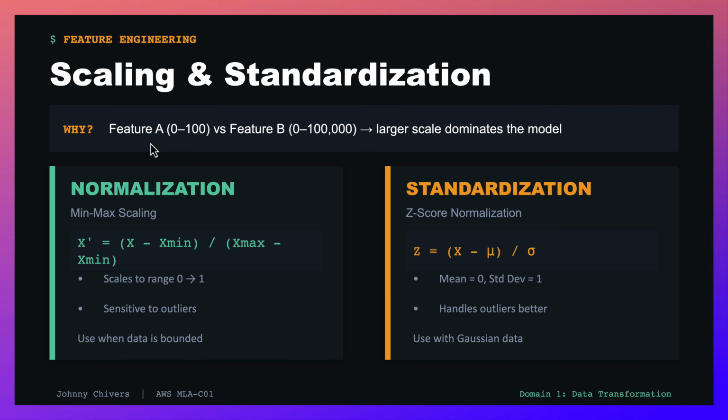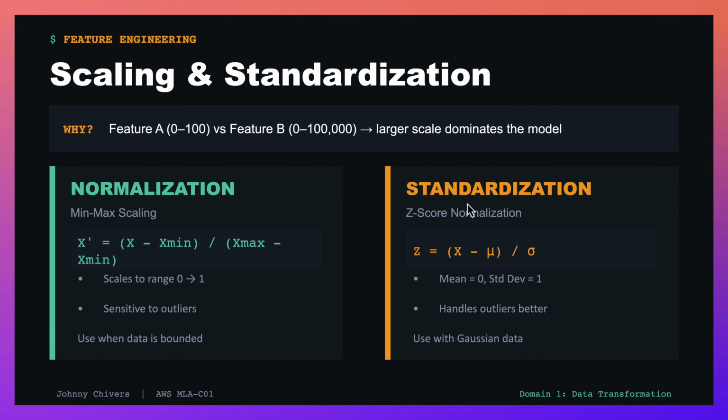So why? When you have feature A from 0 to 100 and feature B from 0 to 100,000, the larger scale dominates the model. So if you have 0 to 1 and then 0 to 1,000, it's always going to look at feature B influencing the model more heavily than feature A, and that's not what you want. So you can normalize that back down into a range that makes sense between 0 and 1 using normalization, or you can use standardization where you handle those outliers better, where basically you pick a mean and then you pick how far away you want the data to be from that middle value.